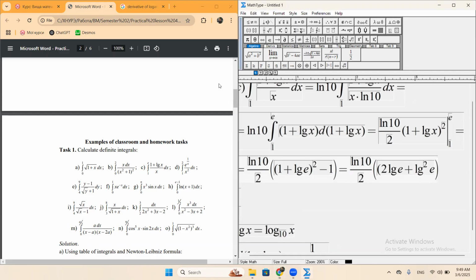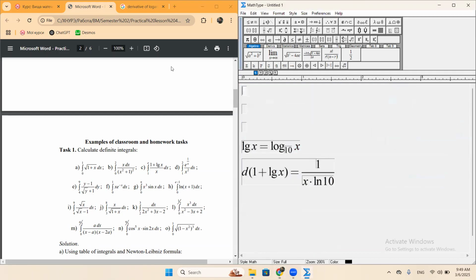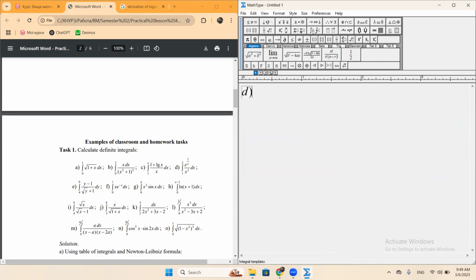Okay, no questions. Let's move to exercise D. The following integral from 1 to 2 of e in power of 1 over x, divided by x squared, dx. Any idea how to solve it? What do we have to do?